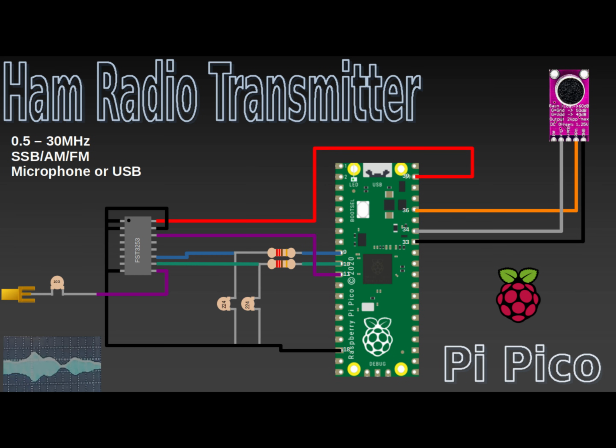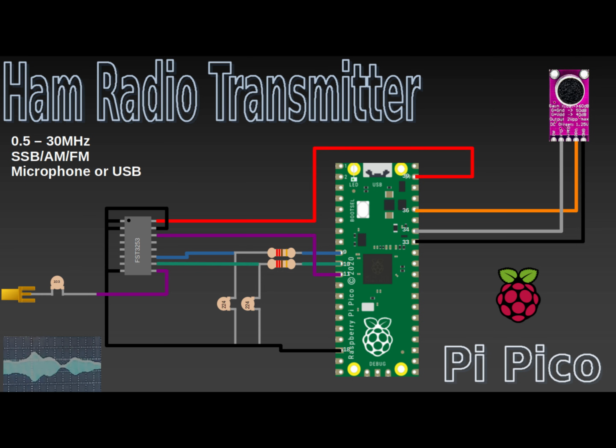In this video, I'm going to use a Raspberry Pi Pico to build a ham radio transmitter. It generates single sideband as well as AM, FM and CW, and it works from 500 kHz up to 30 MHz, so it covers all the ham bands from 160 meters up to 10 meters.